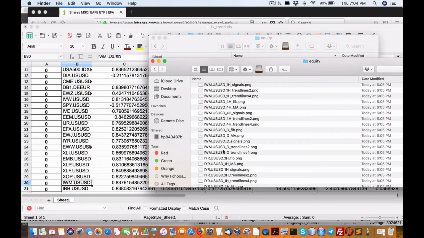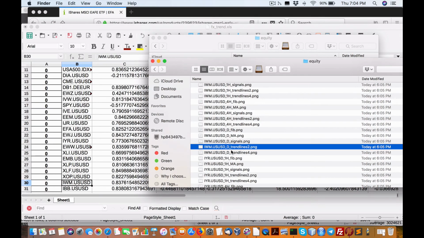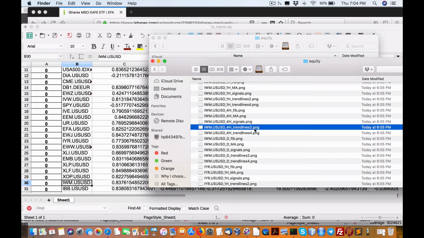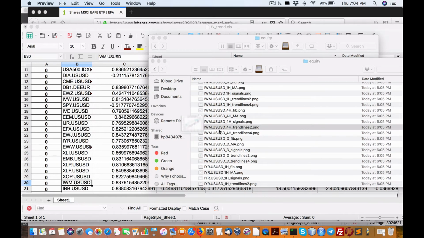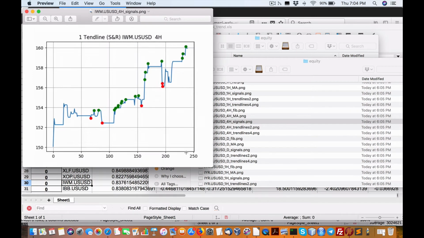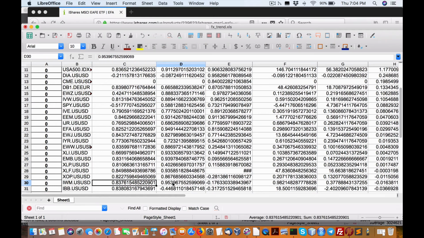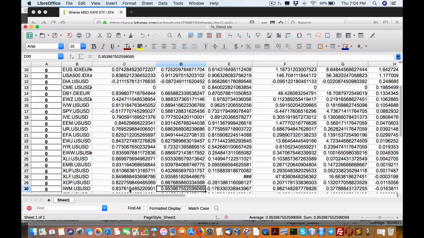IWM US USD. Guess we have that. Too volatile, if you ask me. But if you are wanting to trade it on a 4-hour basis, what does she look like? Not bad, not bad, but is it as clean on the signals? Yeah, there's a few sells in there, so doesn't excite me. Even though that is up on the 4-hour, you can see it slow down on the 1-hour.